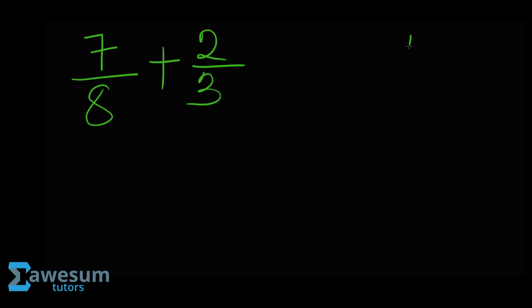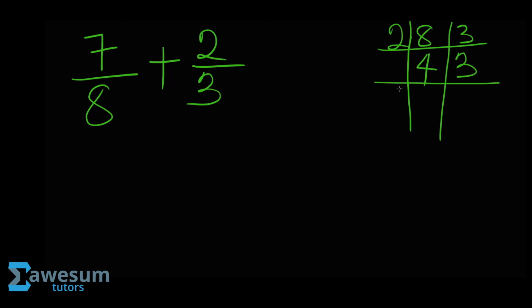The first thing you're going to do is to find the LCM of 8 and 3. If you look at this, 2 can divide 8. That is going to give you 4. 2 cannot divide 3, so I put 3 down, right? 2 can divide 4. That is 2. 2 cannot divide 3. I bring 3 down, okay? 2 can still divide 2. That is 1. But 2 cannot divide 3. I still put 3 right there.